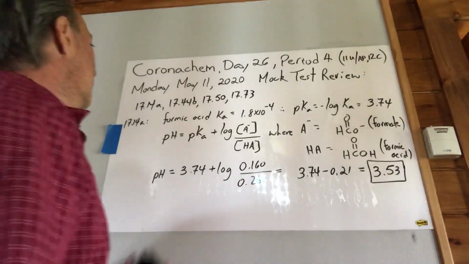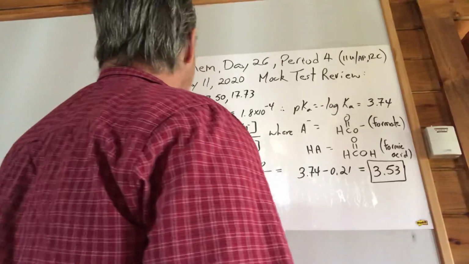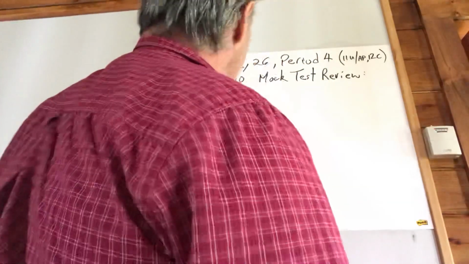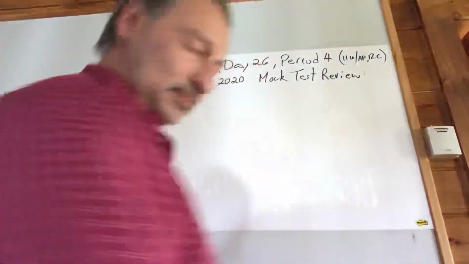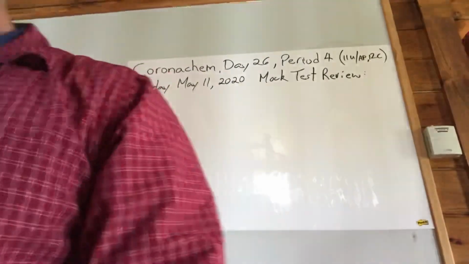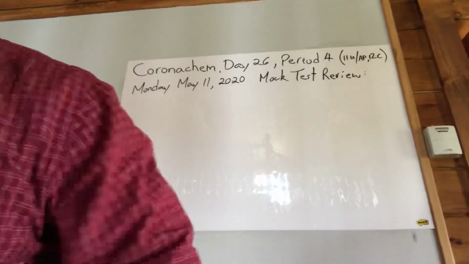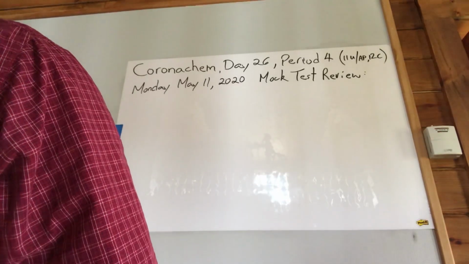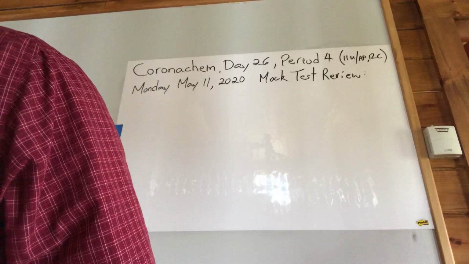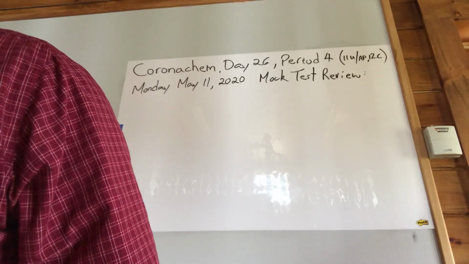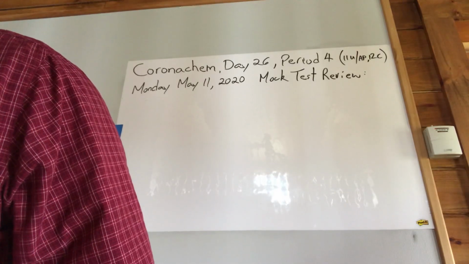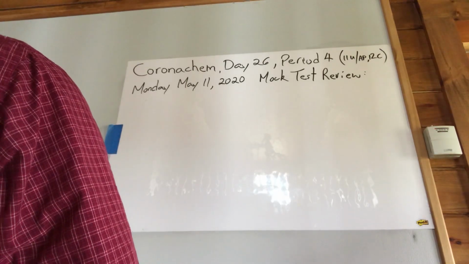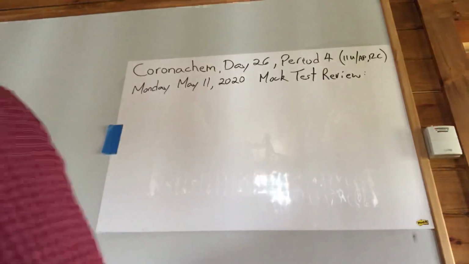Which brings us to the next question, 17.44b. On 17.44b, they ask, calculate the pH at the equivalence point in titrating a 0.1 molar solution of each of the following with 0.08 molar sodium hydroxide. And for B, it's lactic acid.